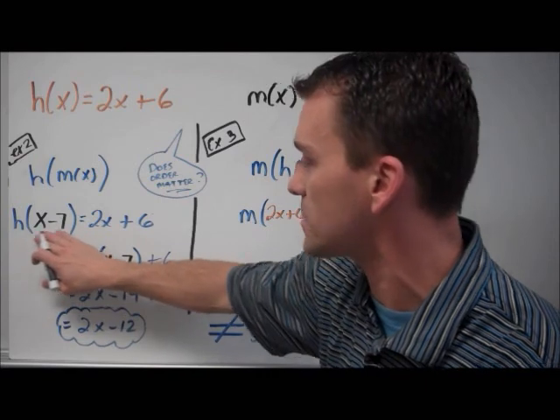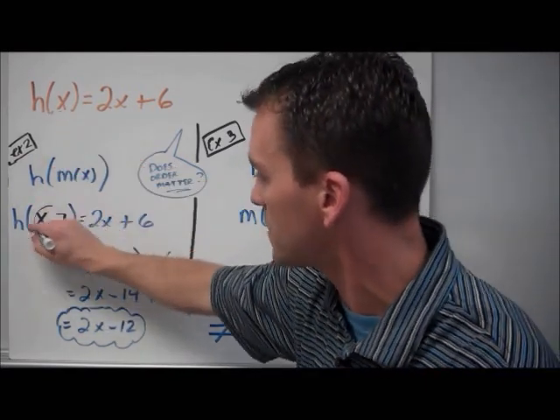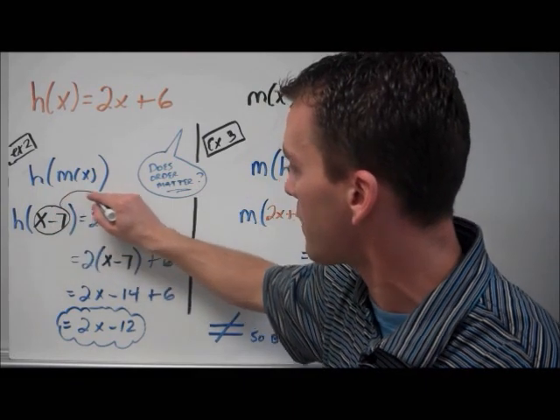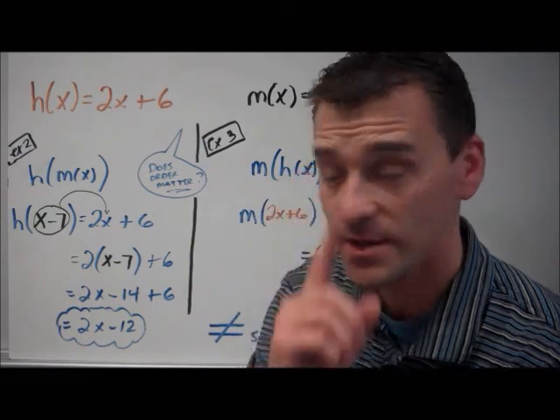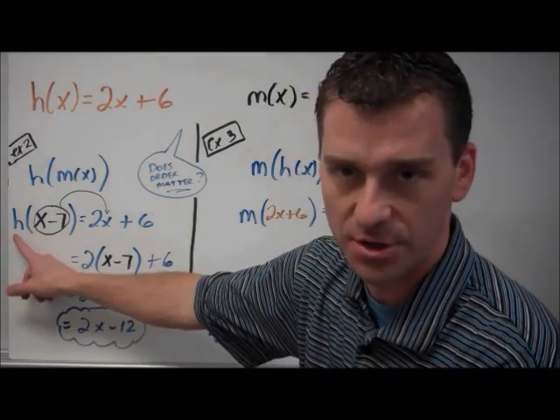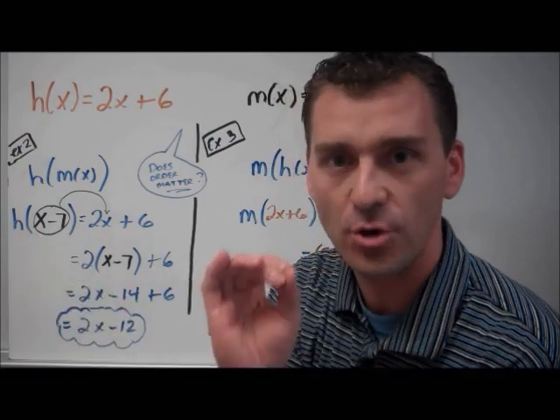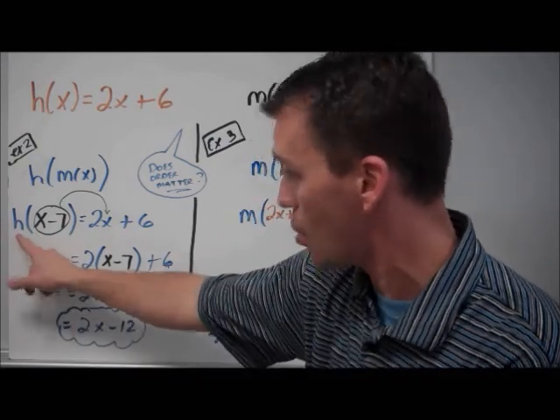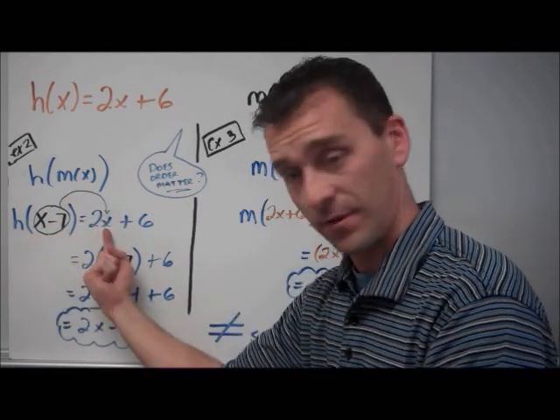But that now means, in my h of x function, I'm going to take this piece right here and put that in for x. I'm just substituting in because I'm asking what's the value of the h function when x is x minus 7. What's the value of the function h when x is that right there? That's why I'm putting that in for x.